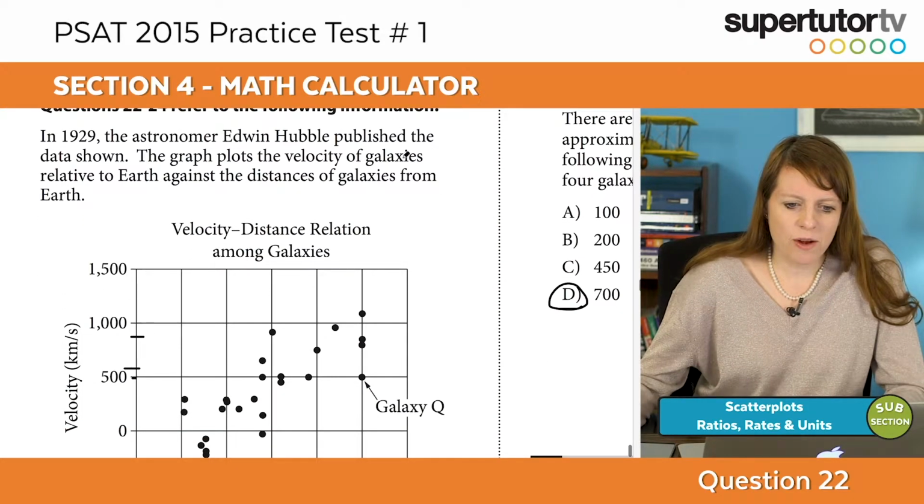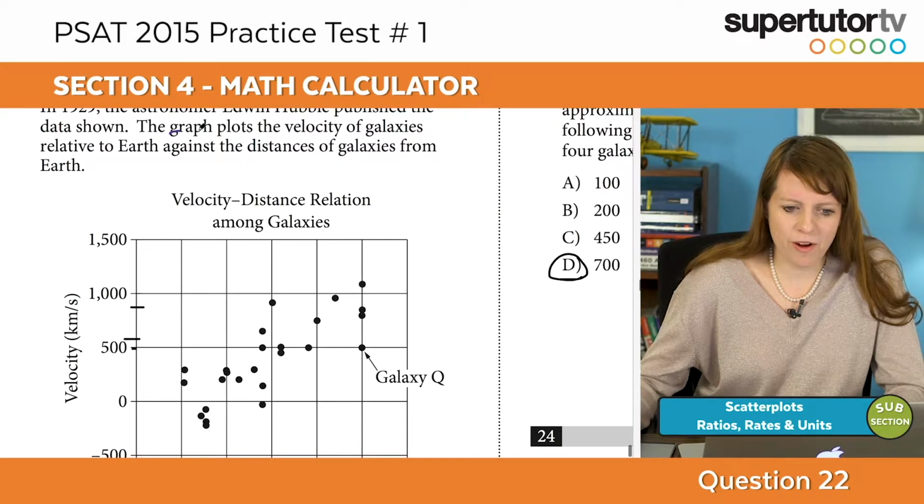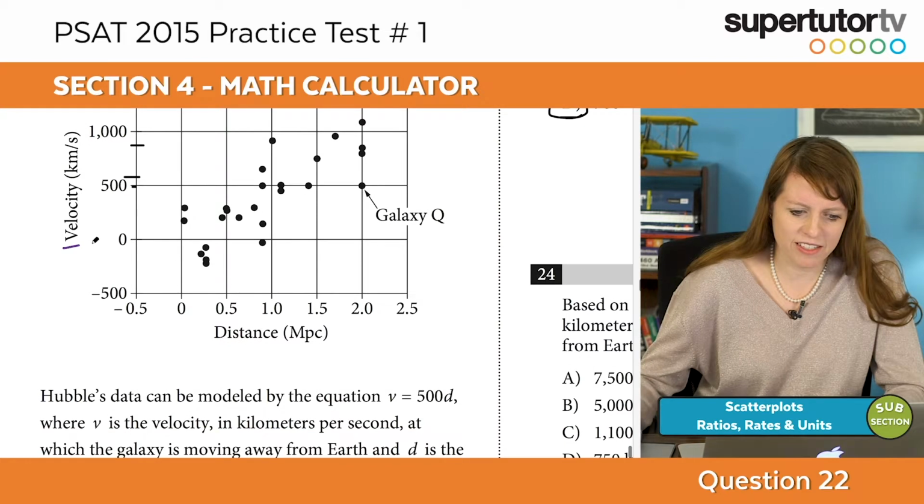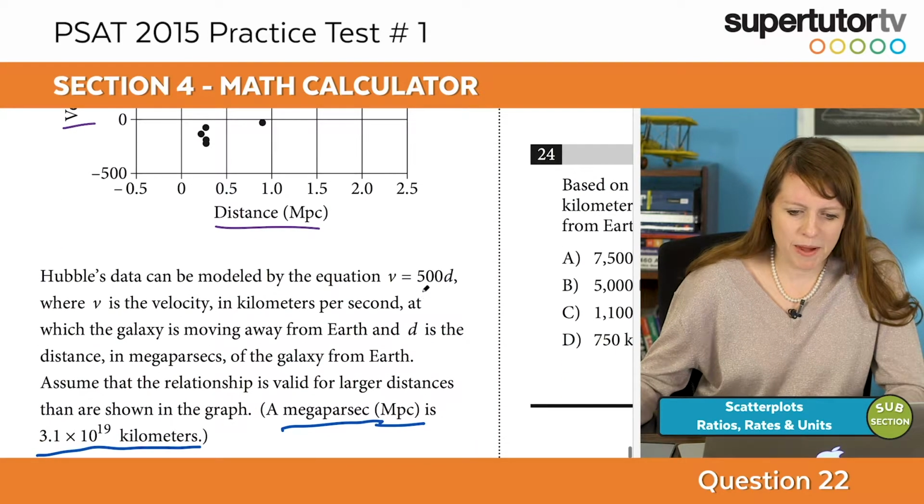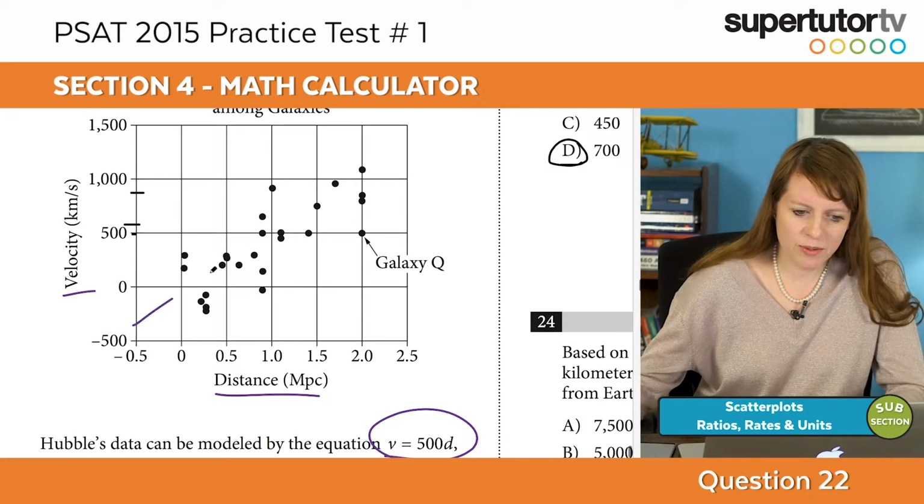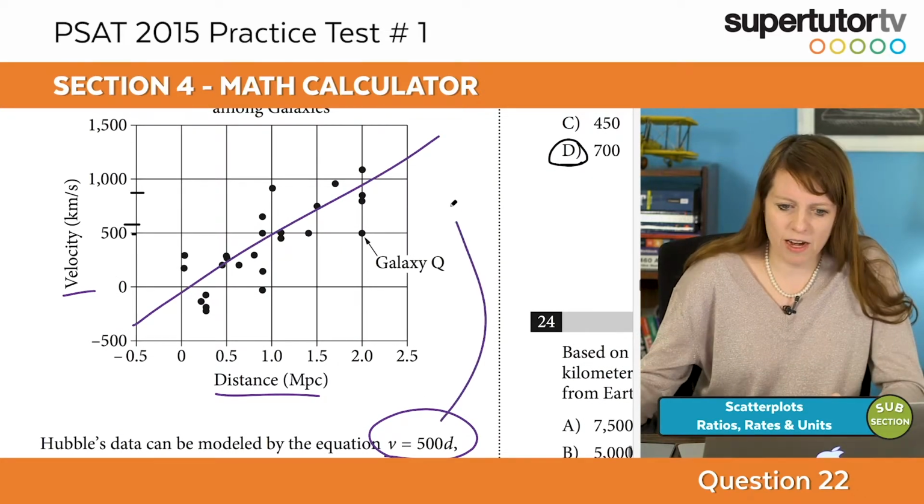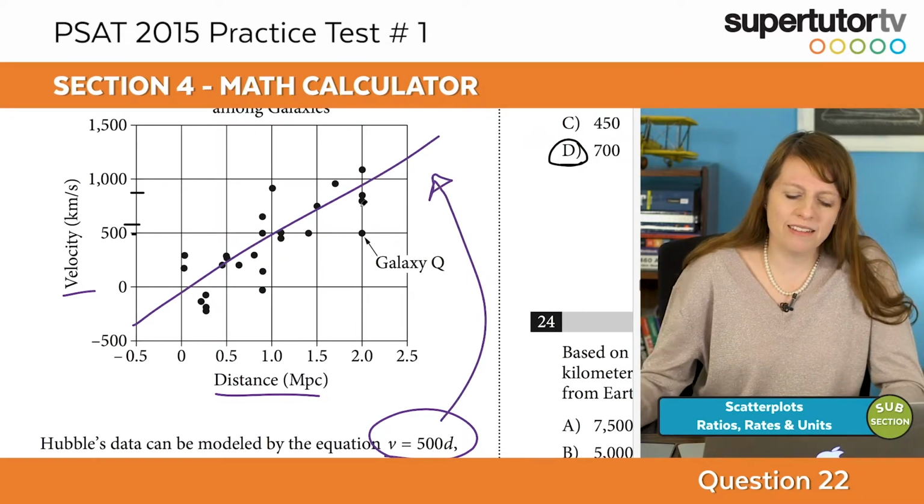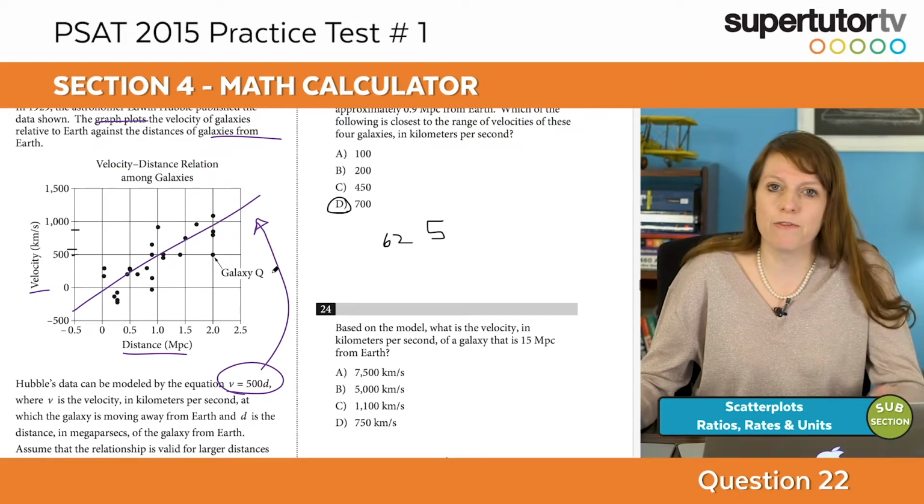In 1929, Edward Hubble published the data shown. The graph plots the velocity of galaxies relative to Earth against the distance of the galaxies from the Earth. So we have velocity over here, distance over here. Hubble's data can be modeled by this equation, so we have an equation modeling it. So if the equation models it, guess what that's probably? That's probably the line of best fit, right? So whenever we have an equation modeling data, that's like our line of best fit for a scatter plot.